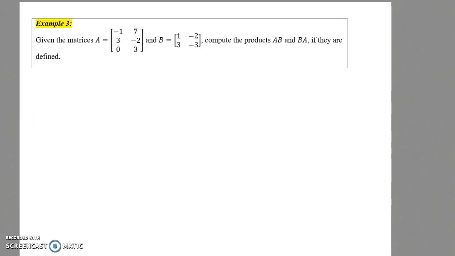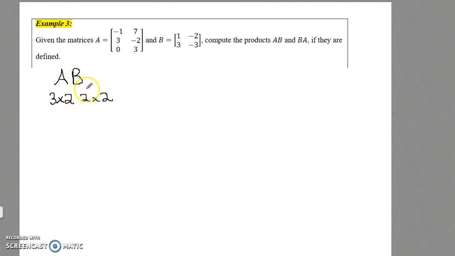So in this example, we're asked to multiply two matrices if possible. So I'm going to check on whether it's possible or not before I bother writing these out. First, checking whether we can multiply in the order A times B. The matrix A has 3 rows and 2 columns, so it's a 3 by 2 matrix. And the matrix B has 2 rows and 2 columns, so it's 2 by 2.